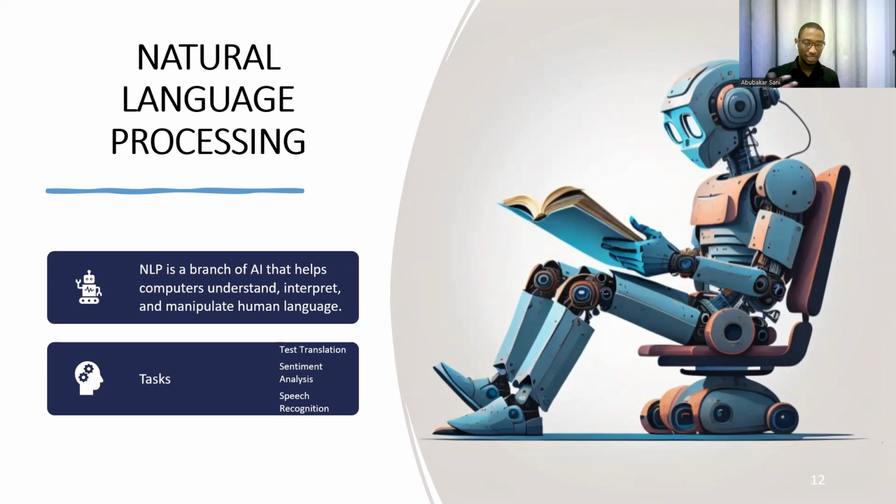And for those of us who have used ChatGPT, that's a very good example of a natural language processing system. So we use this in different tasks. For example, text translation. You can put a text in English and you can ask it to translate it in French. You can ask it to translate it in Arabic and so on. We have sentiment analysis. Here you can provide a review or a news article, and you tell it, what do you think? What is the sentiment in this write-up? Is this sentence positive or negative?